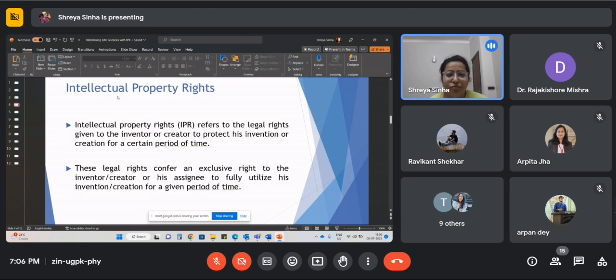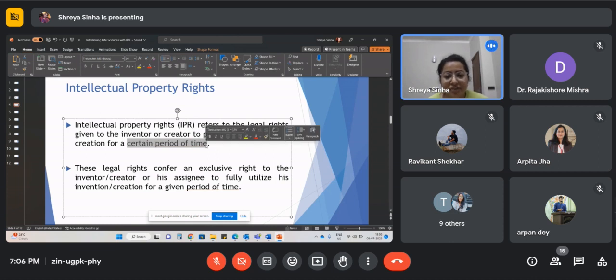Now, if we go for the definition, intellectual property rights refers to the legal rights given to the inventor or creator. We science people are the inventors or the creators. I mean, no one from BCom or BBA will be able to get this right. So this is related to science. It is given to protect his invention or creation for a certain period of time. We get a patent for a certain period because after that it will be in the public domain for public use.